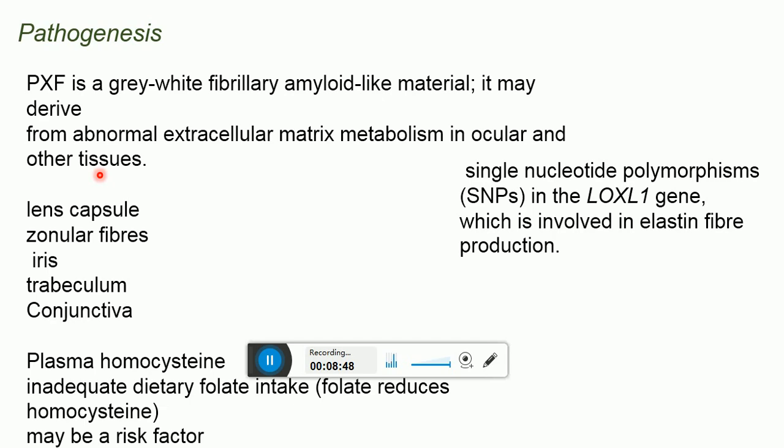Pseudoexfoliative material has been found in the skin and visceral organs, leading to the concept that pseudoexfoliation syndrome is the ocular manifestation of a systemic disorder. Pseudoexfoliative syndrome is associated with an increased prevalence of high-tone hearing loss and cardiovascular disorders.